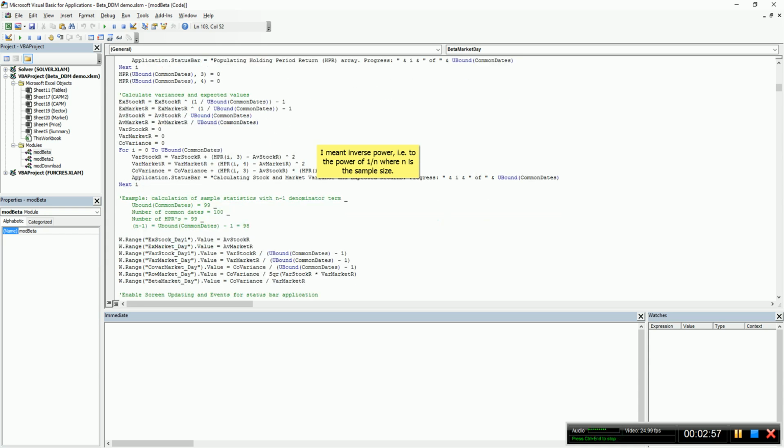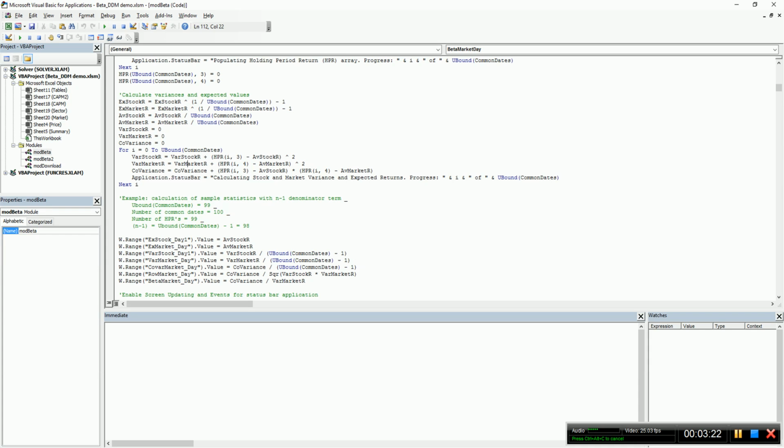And for the variance and covariance, first equate them to 0. Then we have a running total or running summation here. So that's just your typical variance formula. So you've got your mean here, you've got the particular return, find the difference and then square it, and we're doing that for both the stock and the market.